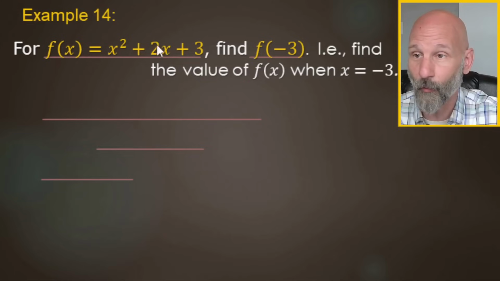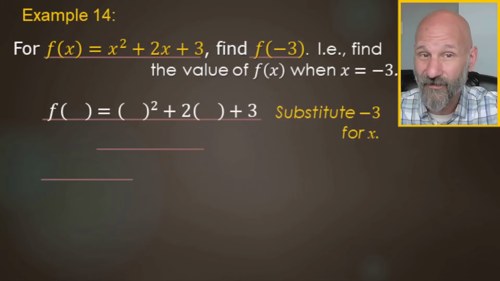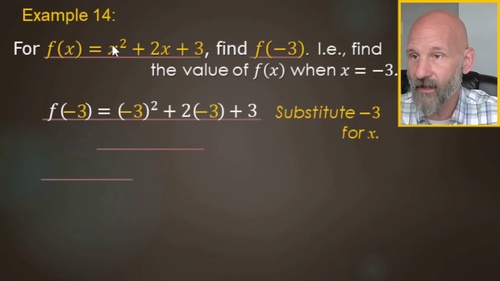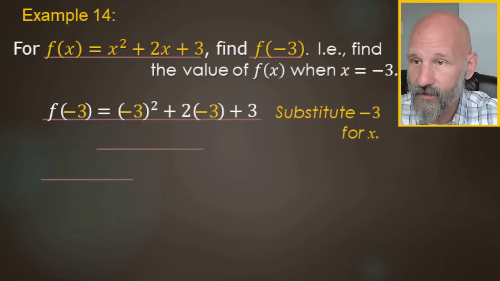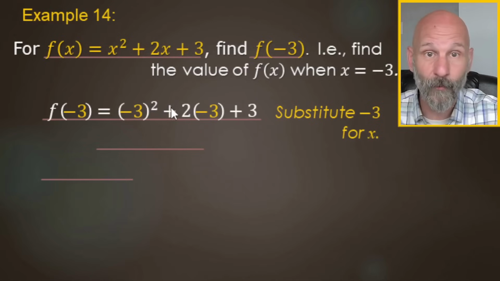Okay, so we take our original function here, f of x equals x squared plus 2x plus 3. And every time we saw an x, we replace that with a negative 3. So negative 3 goes for that x, goes for that x, goes for that x. And now we just do order of operations, okay? So start out with the squares, right? Exponents come before multiply, divide, right?